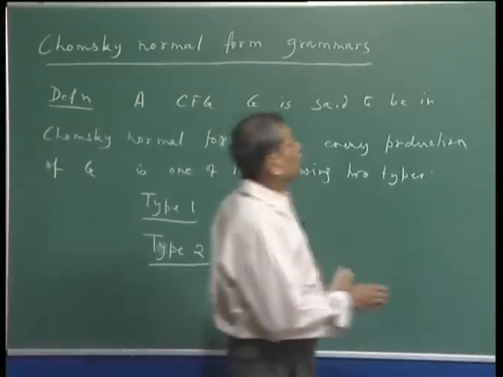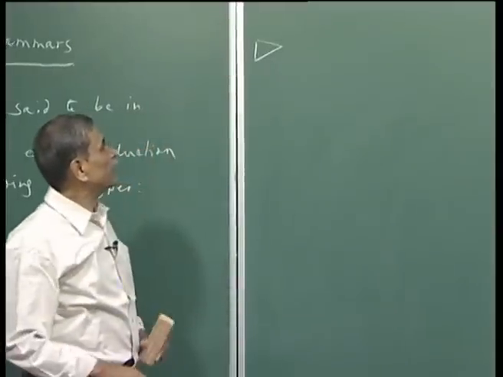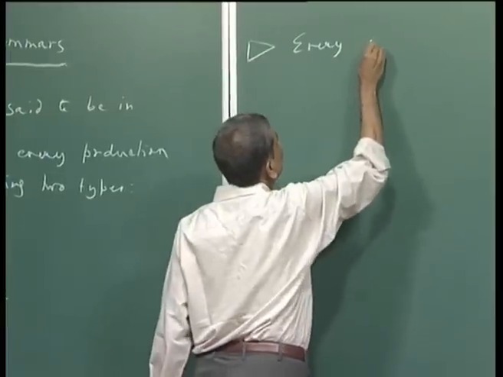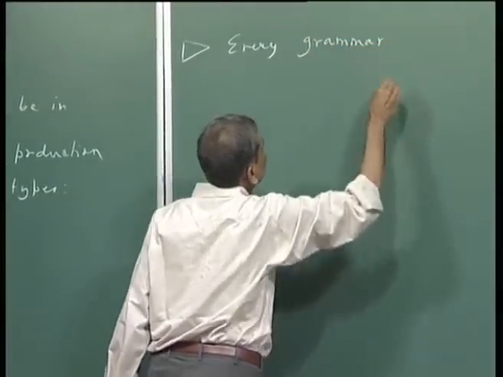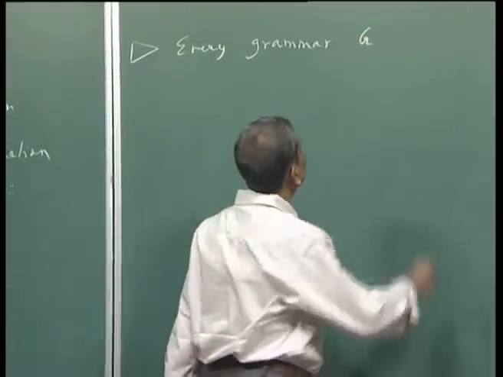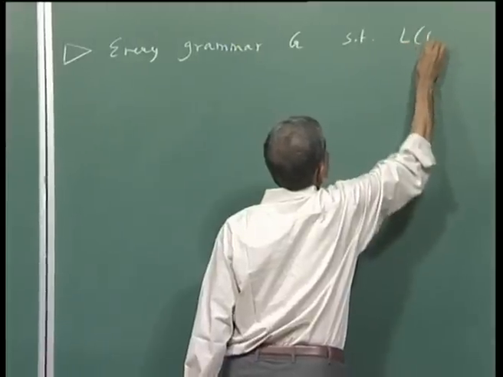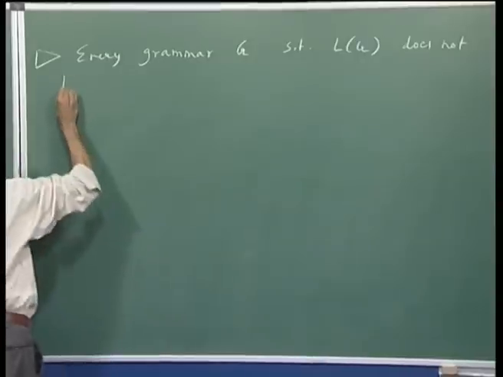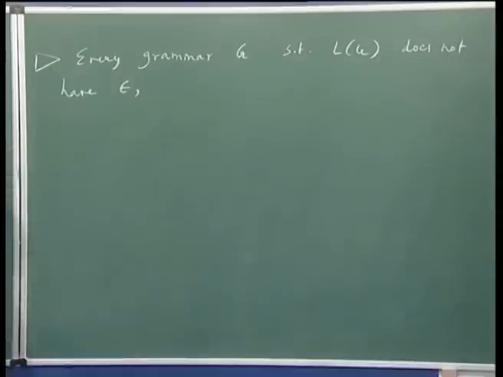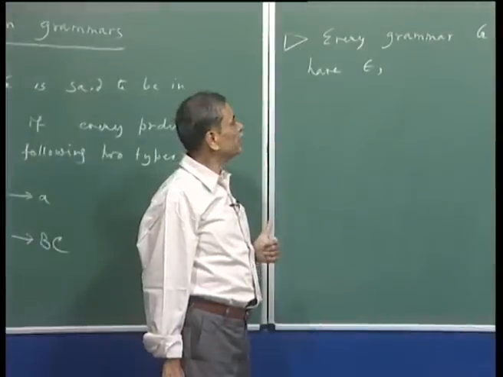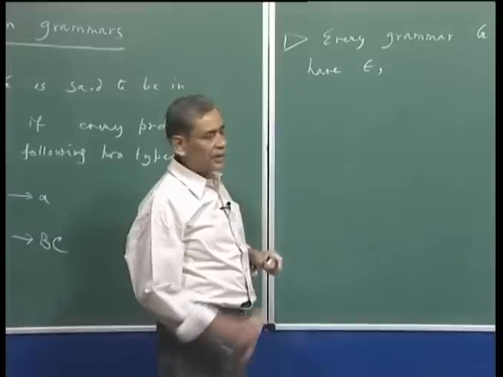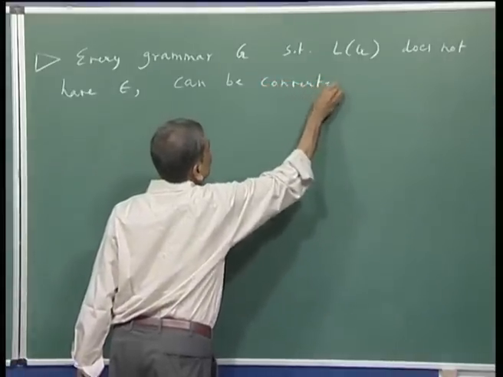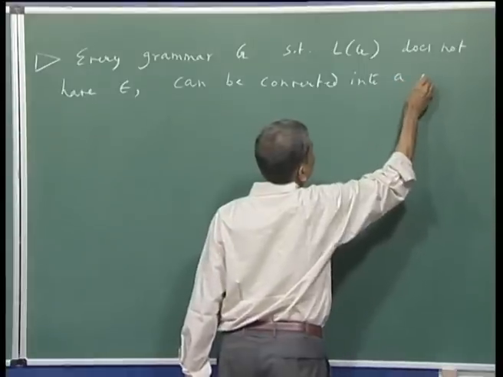And the main point is the following result, that every grammar G such that L(G) does not have epsilon. So, any context free grammar G which generates a language without epsilon, such a grammar G can be converted into a Chomsky normal form grammar.